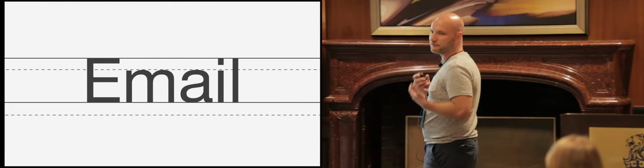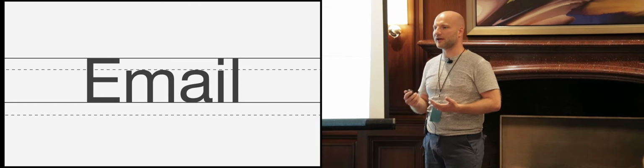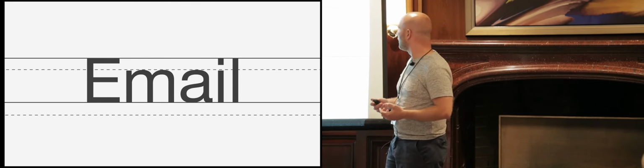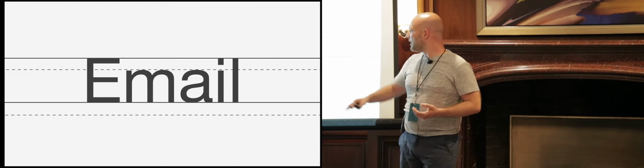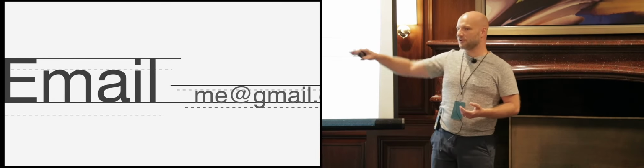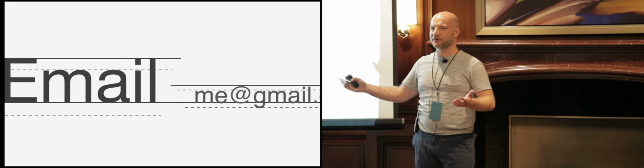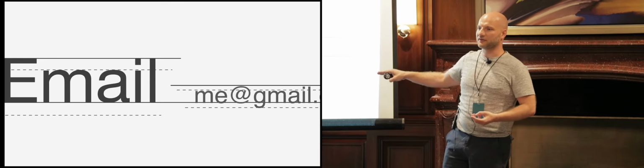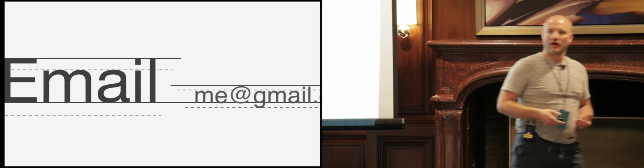And the baseline is the really important one. It turns out that visually, that's actually the only line we really need to care about when we're laying out text of different sizes next to each other. So if I lay out me@gmail.com next to email, these are obviously wildly different font sizes, but this looks like a line of text if I align the baseline. So constraint layout supports that natively.